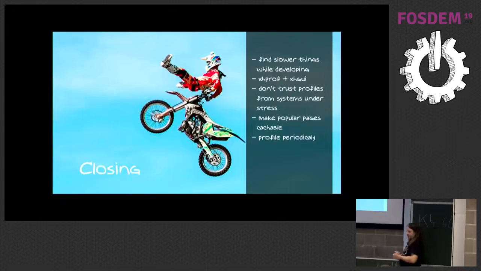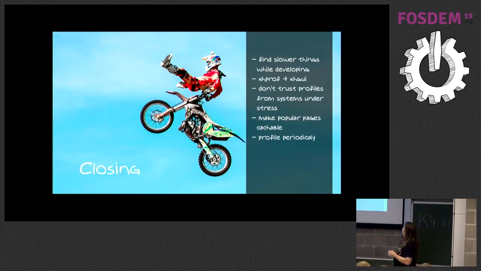So, in closing, find your slower things. For me, my preferred go-to solution is XHProf and XHGui, because we use an APM in production, so we get some starting points from there, and then we only use profiling locally to really fix the problem. Also, don't trust profiles from your application performance monitoring when your system is under stress. If you have high load on your server, that information will not be useful, will not be correct.